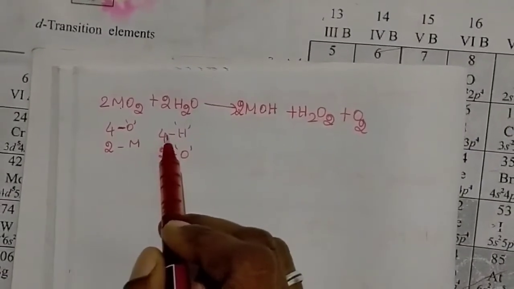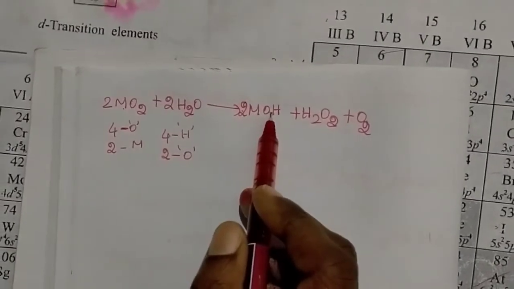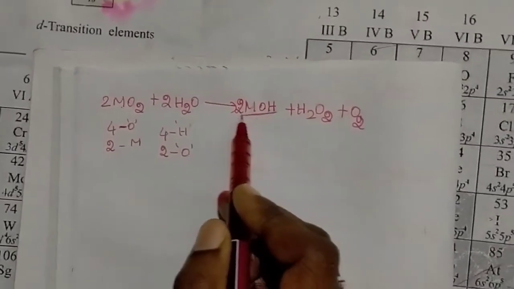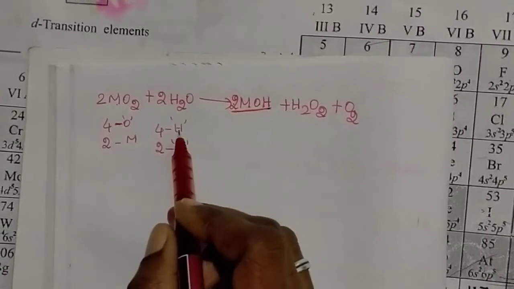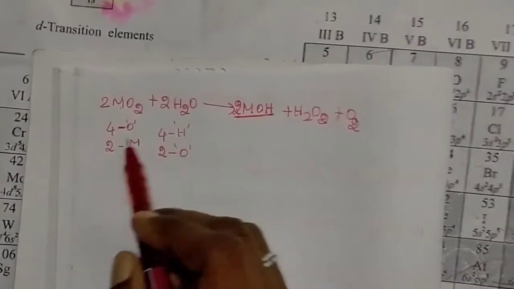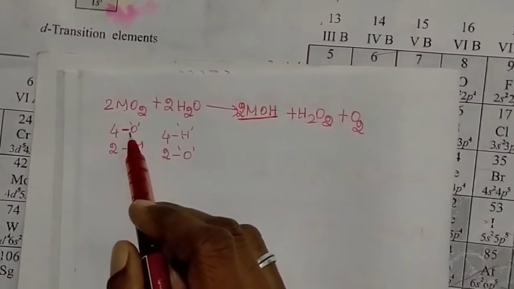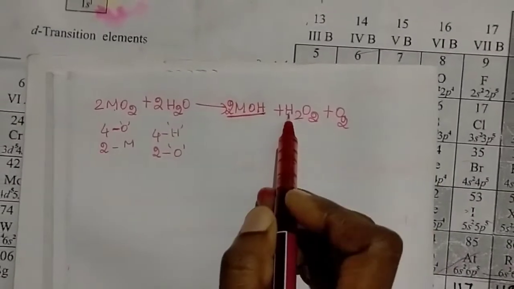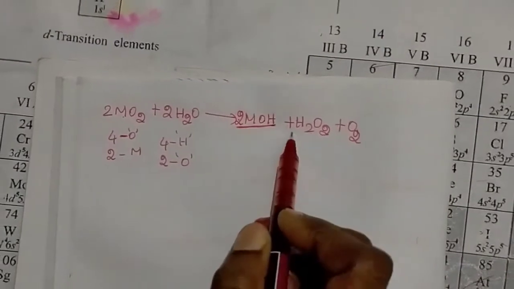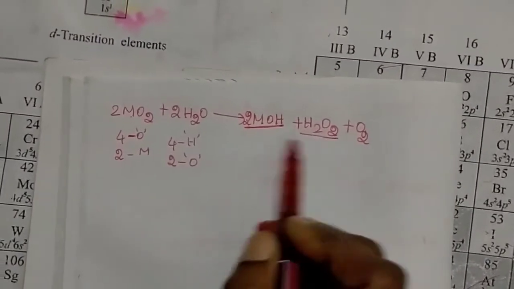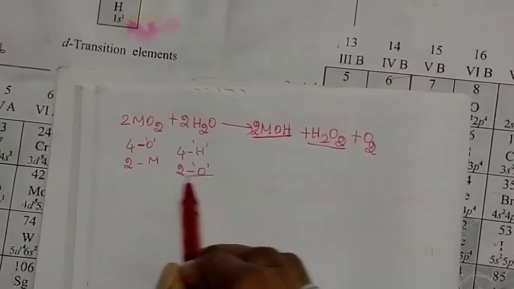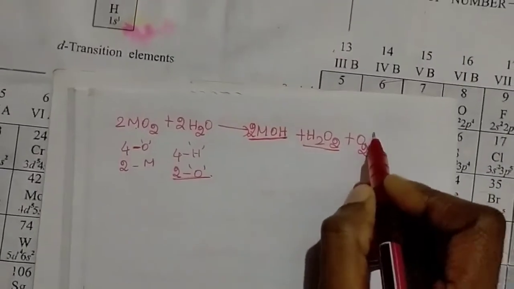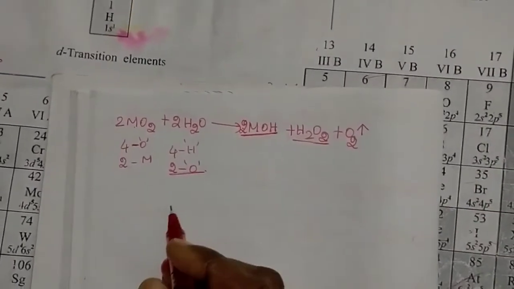From this 4 hydrogen, it's combined here with the 2 hydrogen. So this becomes alkali hydroxide. So the remaining 2 hydrogen and again here 2 oxygen, this 2 hydrogen and 2 oxygen combined together as H2O2, hydrogen peroxide, as a byproduct. Then the remaining 2 oxygen are evolved as oxygen.